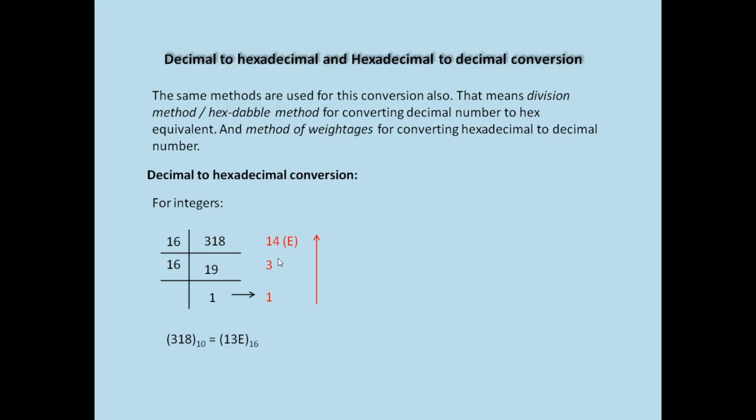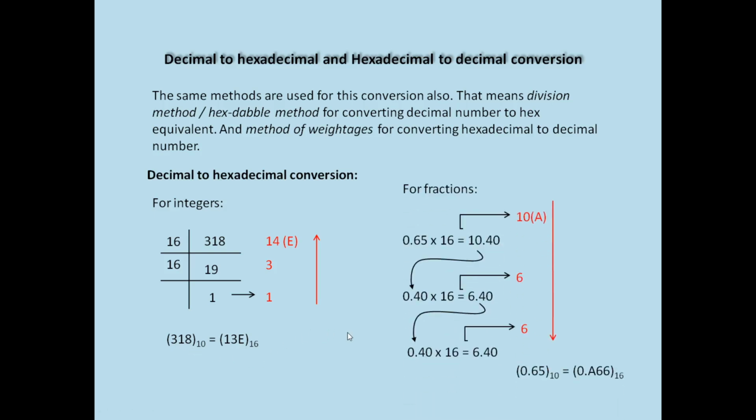If in the remainders the number is greater than 9, like this 14, it is replaced with its hex equivalent. 14 is E in hexadecimal. So the remainders taken in reverse order, 1, 3, E, is the hexadecimal equivalent of the decimal number 318. So 1, 3, E is the hex equivalent of 318.